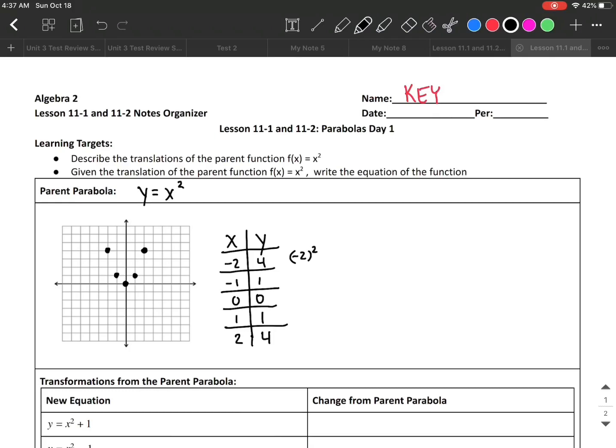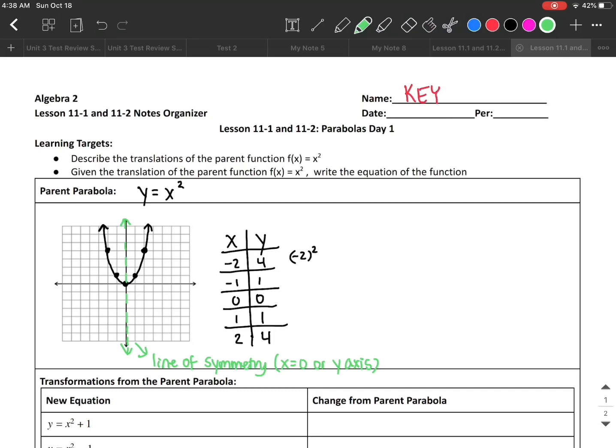And as you can see, this is symmetrical on both sides. It is symmetrical over the line, or on both sides of the y-axis. This point is 2 away on the right. This point is 2 away on the left. And they have the same y value. This point and this point are reflections over that line that goes through the vertex of the parent parabola. So we call it the line of symmetry. And we can refer to it as x is equal to 0, or we can call it the y-axis.